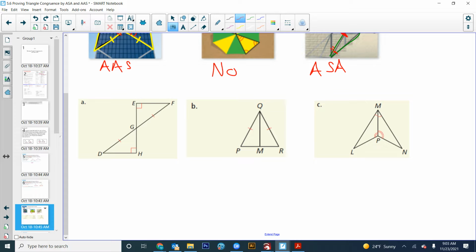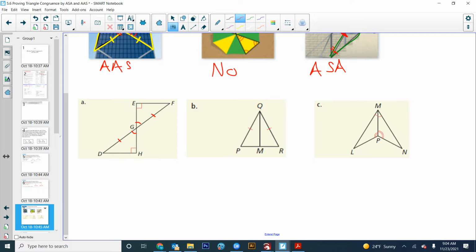All right, this letter A. Are these triangles congruent? By? I agree we have a pair of hypotenuses congruent. I don't see any pair of legs congruent. If you're told G is the midpoint of EH, I would agree with you. If you were told G is the midpoint. Are we told that? No. What else?